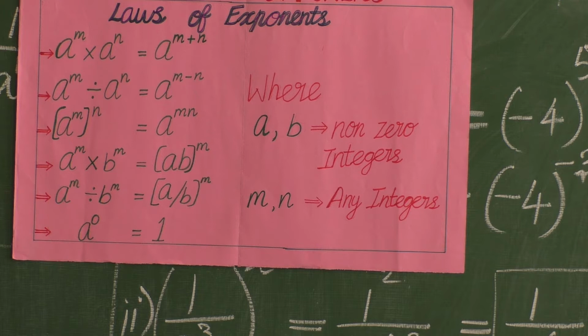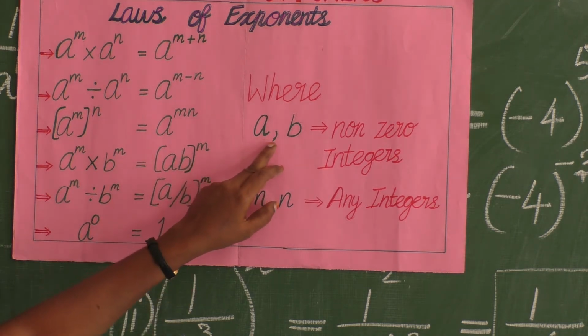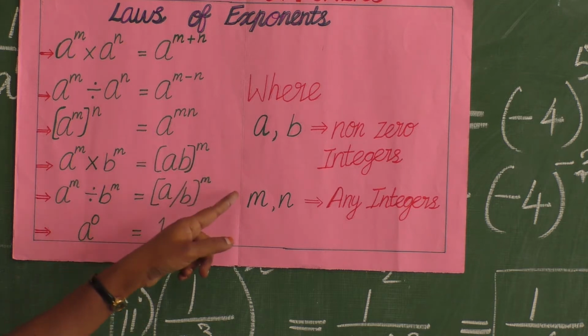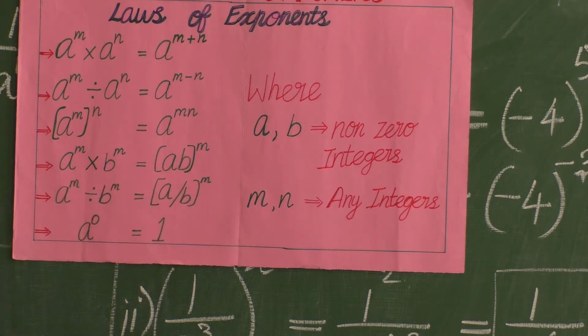Actually, what are a, m, n? Here b is also coming. A and b are non-zero integers. That means a and b values should not be taken as zero. Other than zero, any values can be taken for a and b. So I have written here, generally a and b are non-zero integers. Integers means positive and negative numbers together with zero; that collection of numbers is called integers. Here a and b I have assumed as non-zero integers. That means you should not take a and b values as zero. Clear?